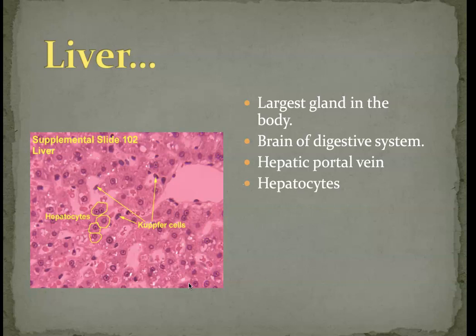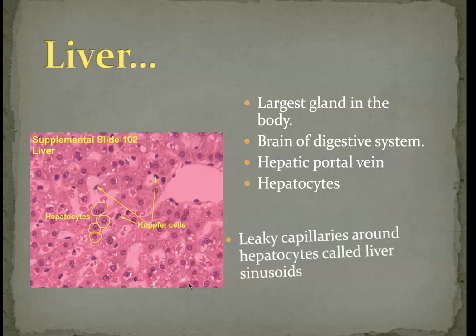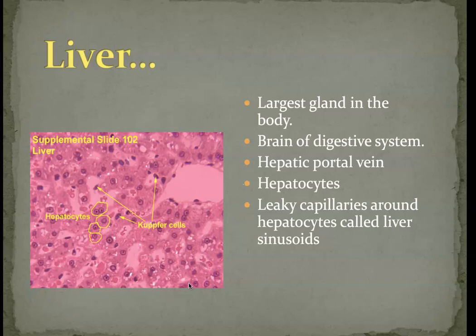Hepatocytes are the cells of the liver. They have leaky capillaries around the hepatocytes called liver sinusoids. This allows a lot of meeting of the blood with the cells. And then we also have your immune system within the liver called Kupffer cells.